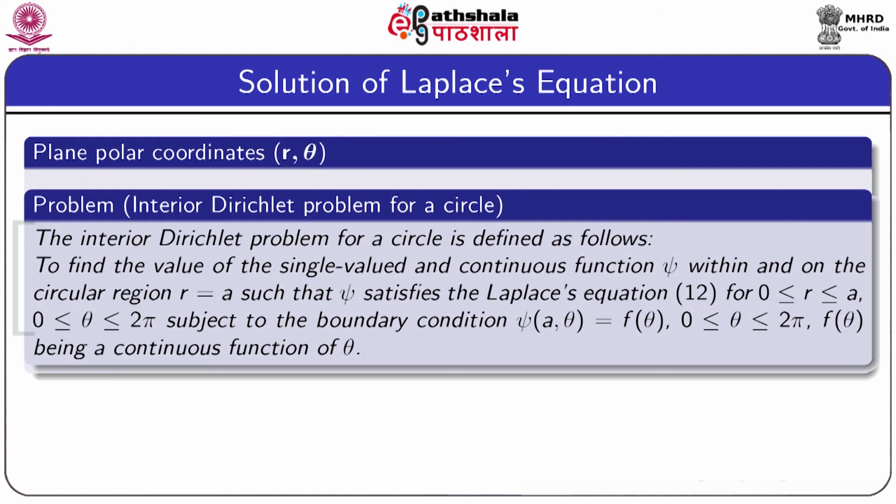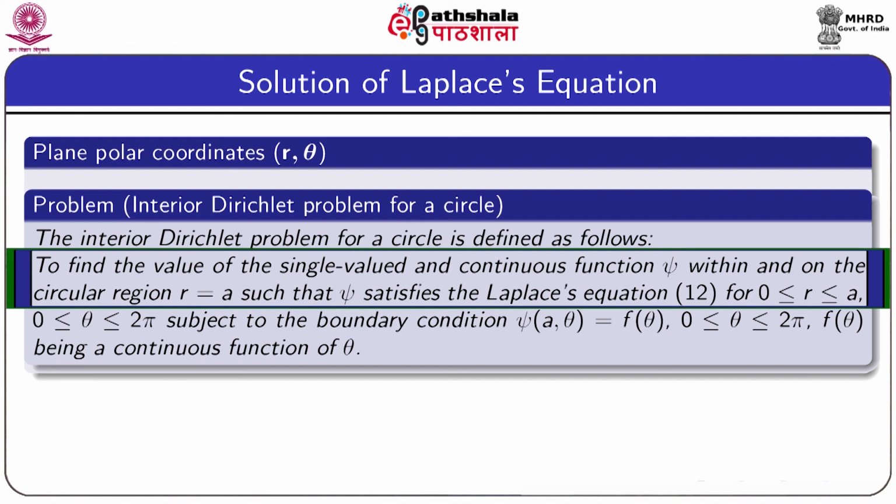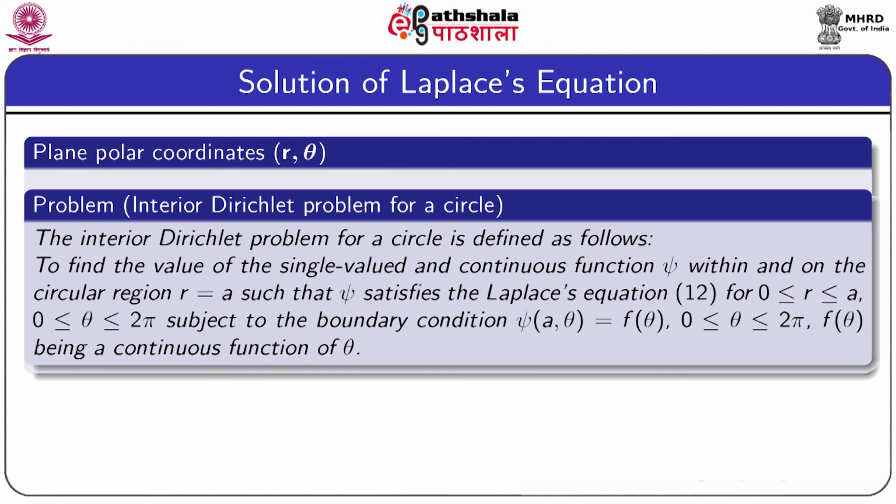Now, we are taking a boundary value problem, specifically the interior Dirichlet problem for a circle. The interior Dirichlet problem for a circle is defined as follows. We have to find the value of the single valued function which is continuous. That function is psi, and it satisfies the Laplace equation, and on the circular boundary, that means on r equals a, psi satisfies a boundary condition, which is written here: psi(a, theta) equals f(theta) for 0 less than or equal to theta less than or equal to 2 pi, and f(theta) is a continuous function of theta.